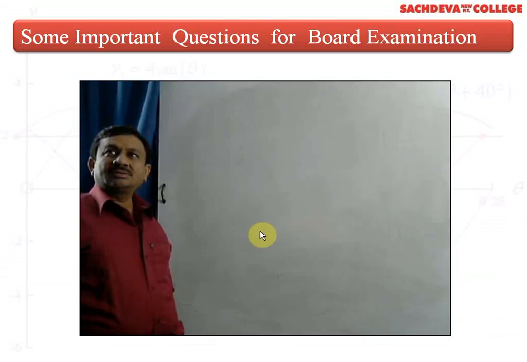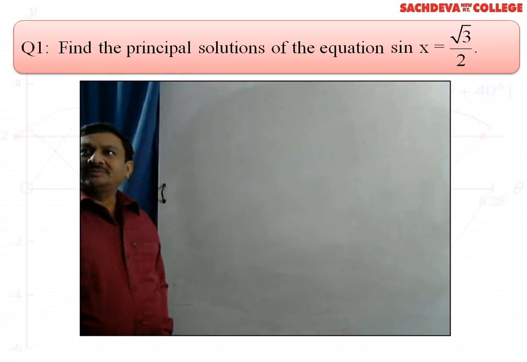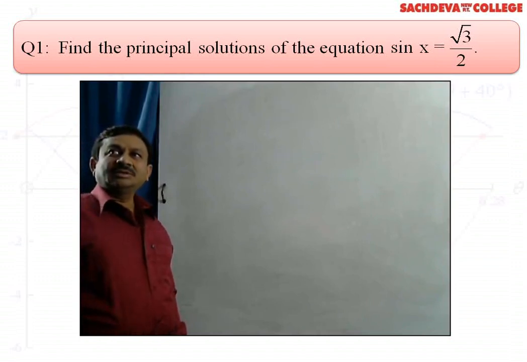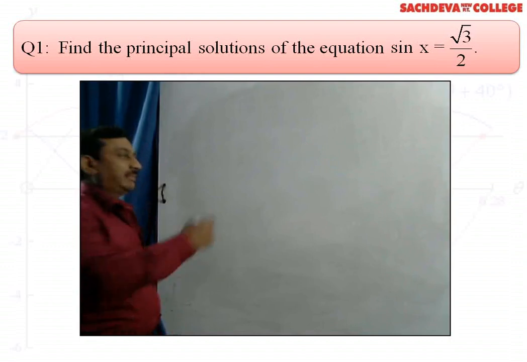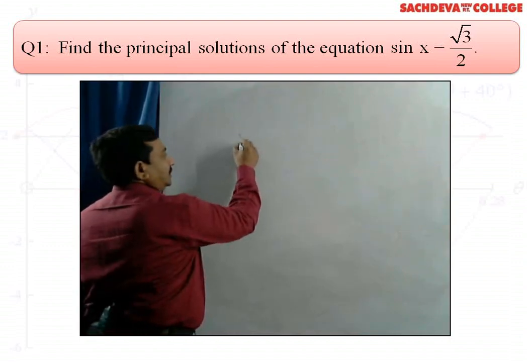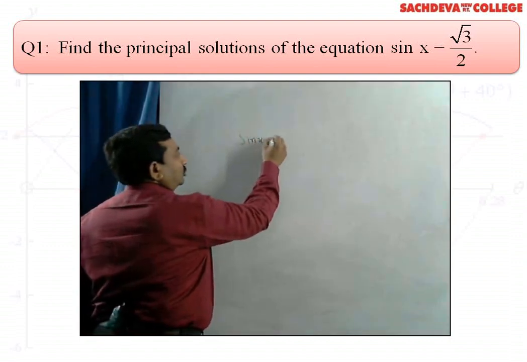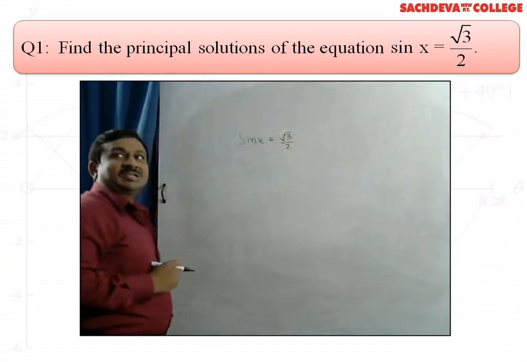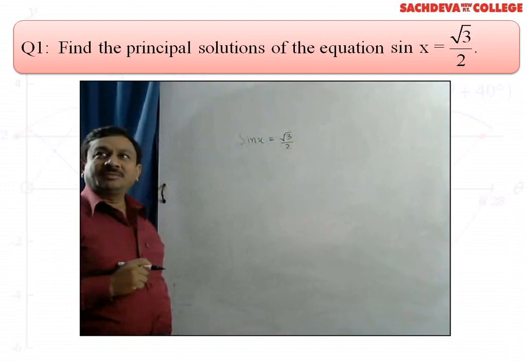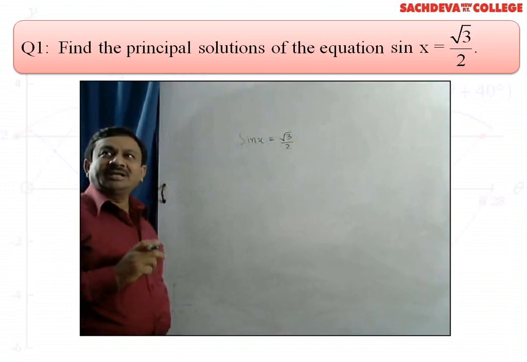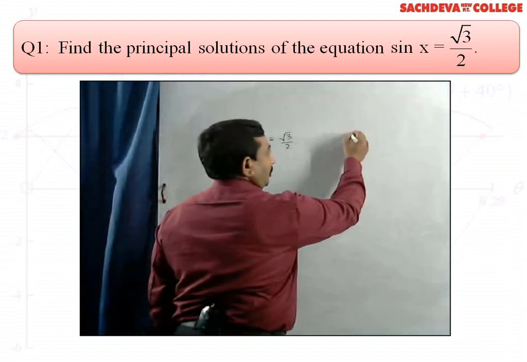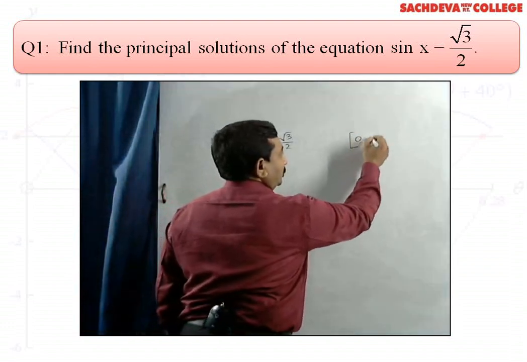Today we discuss some important questions for board examination. First, find the principal solution of the equation sin x is equal to root 3 by 2. We want to find here the principal solution of this equation. We know that the principal solution lies between 0 to 2 pi.